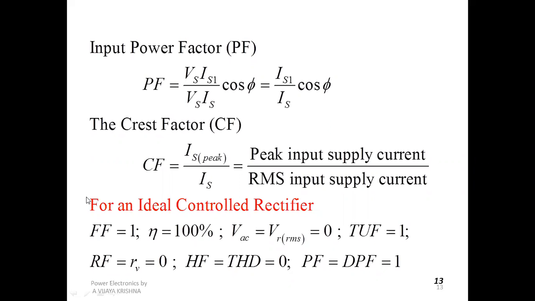But for an ideal controlled rectifier, how should the form factor, crest factor, and transformer utilization factor be? For an ideal controlled rectifier, the form factor is equal to unity and efficiency should be 100%, and VAC is equal to VRMS directly. There is no difference, and the difference is equal to 0. And the transformer utilization factor is unity.